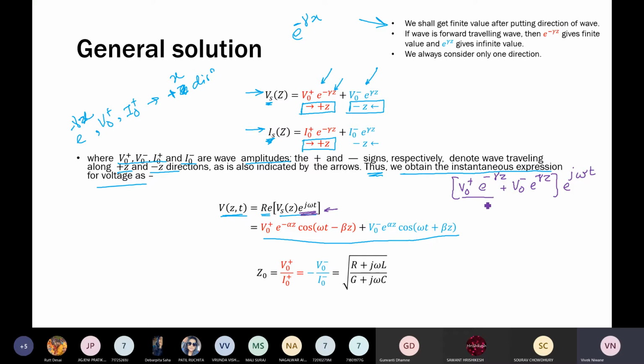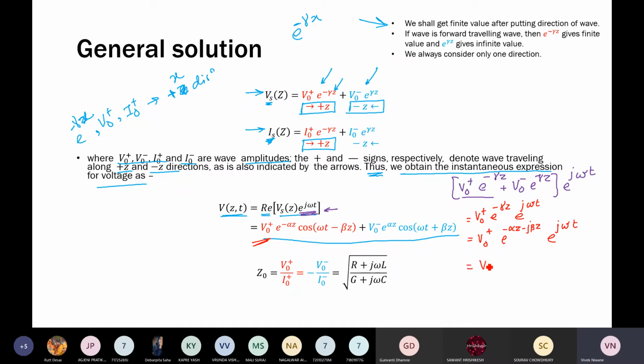We will solve the first term only, and the latter terms can be understood similarly. Let us go back to the red one because I want to concentrate on this term. So I can write V0 plus e raised to minus gamma z e raised to j omega t. Now gamma is nothing but alpha plus j beta, so minus alpha z minus j beta z, e to j omega t.